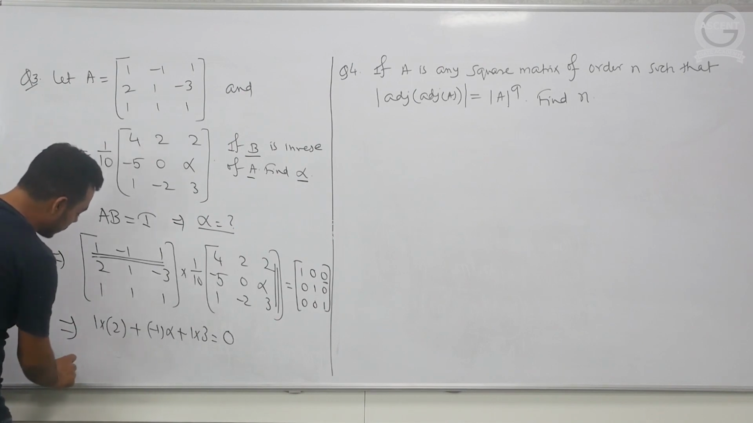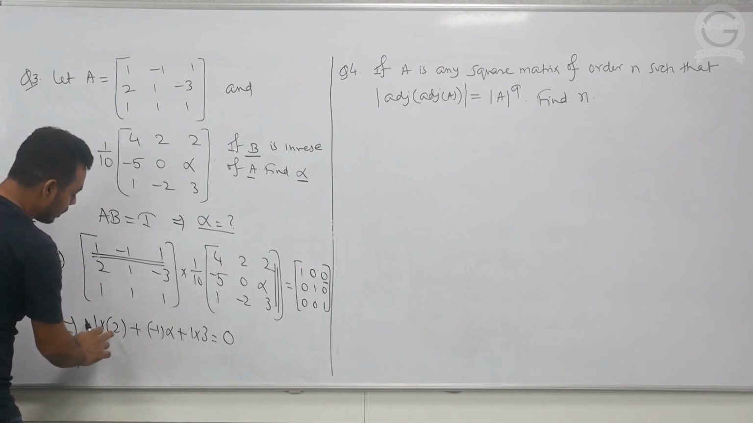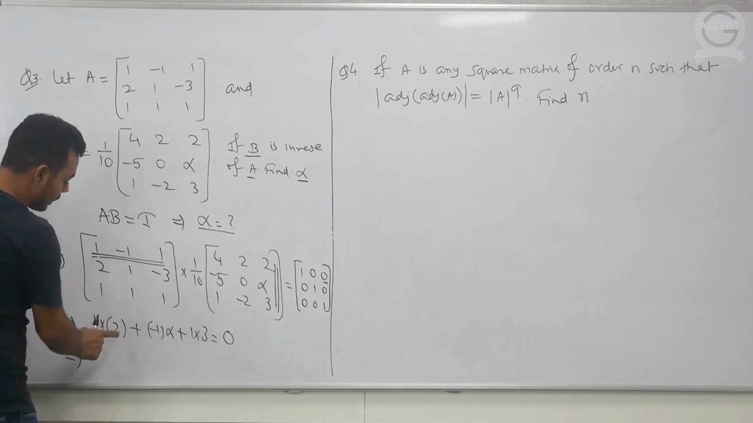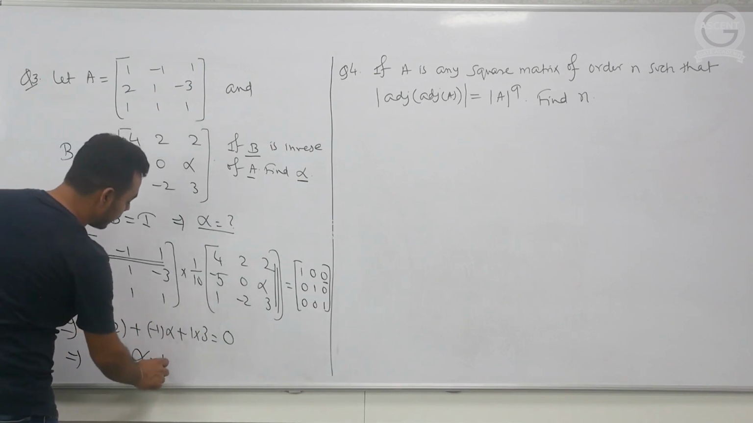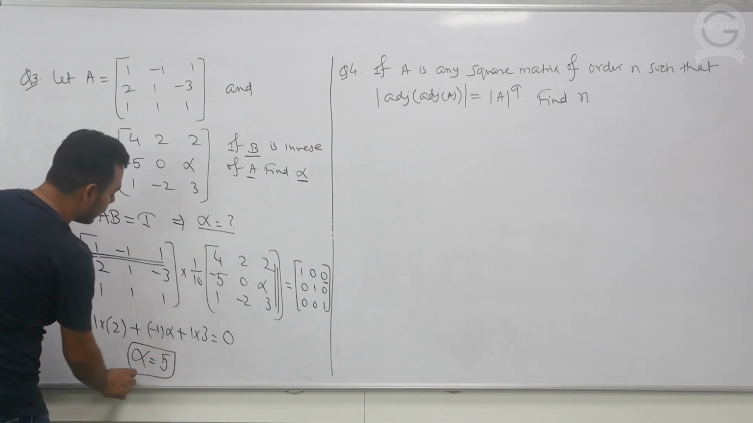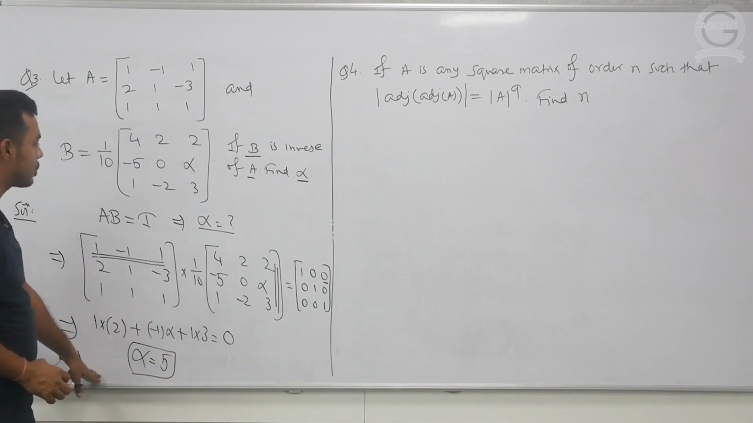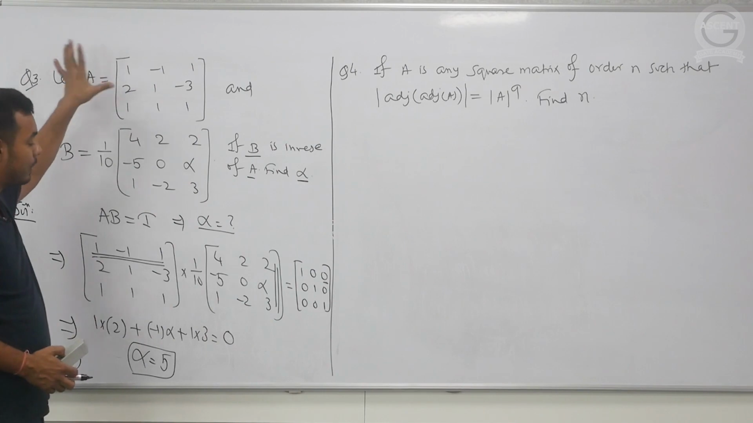Now you can easily solve this equation. So 1 plus 2, 3, 2 into 1, 2 plus 3, 5. So from here you can see that the value of alpha that you will get is 5. So in this way you can easily solve. You don't have to calculate the inverse of this matrix A.